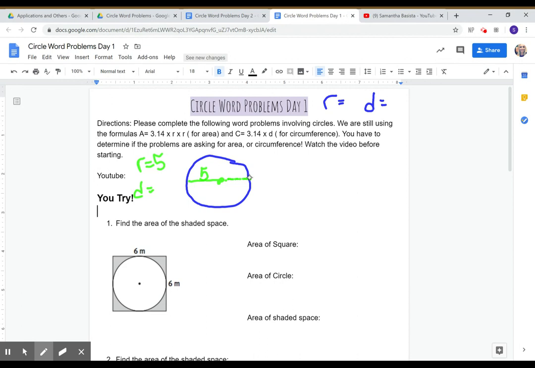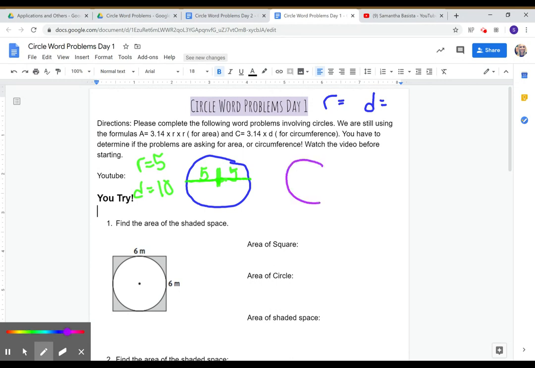The diameter is always double whatever the radius is. So imagine if I stopped at 5 and kept going, I've got to go 5 more. That would make my diameter 10. Okay, so I'm going to draw you another circle to show you.